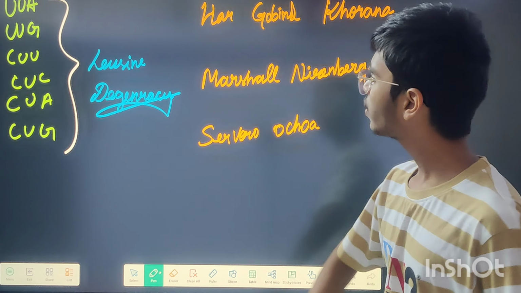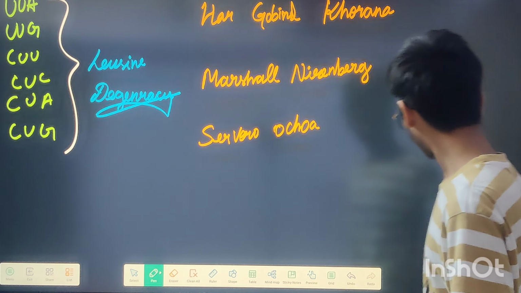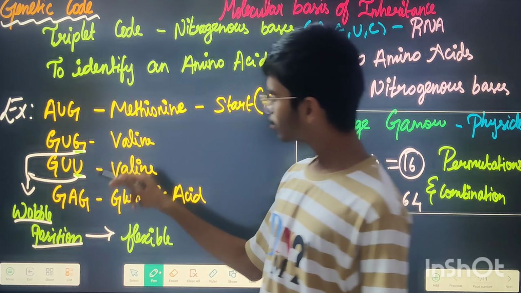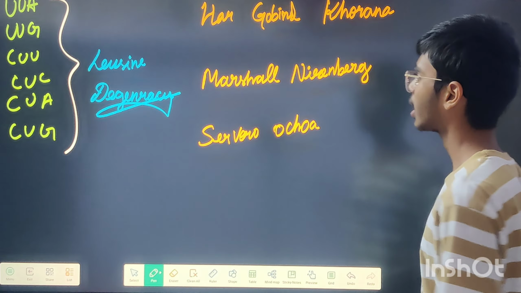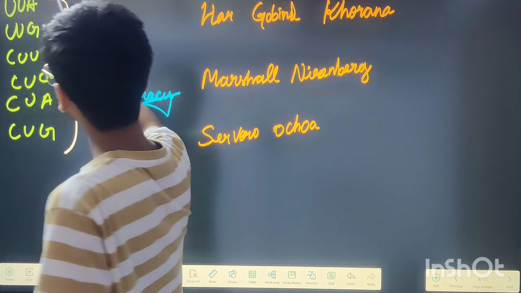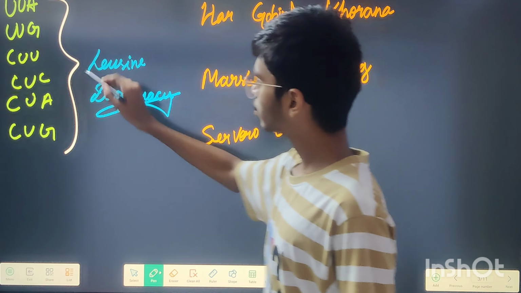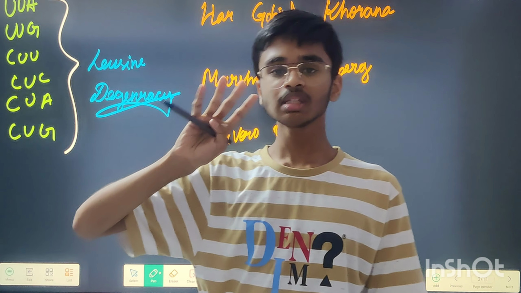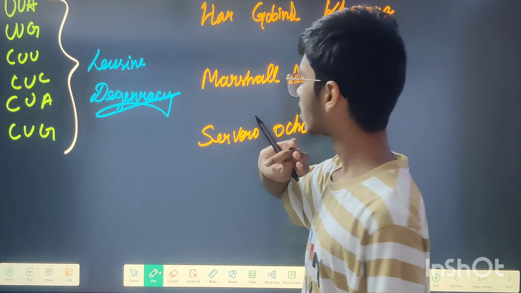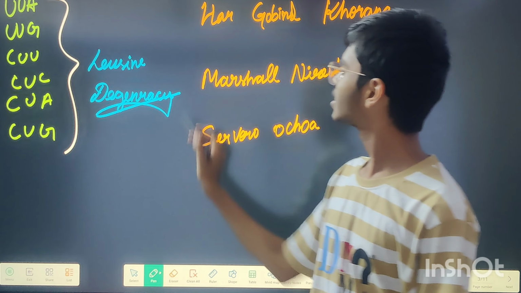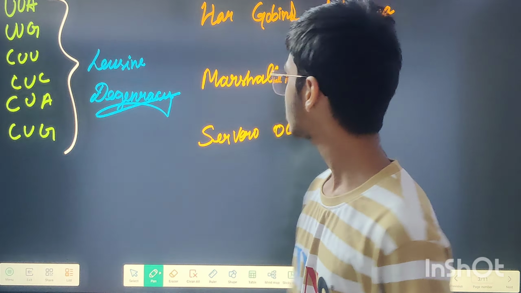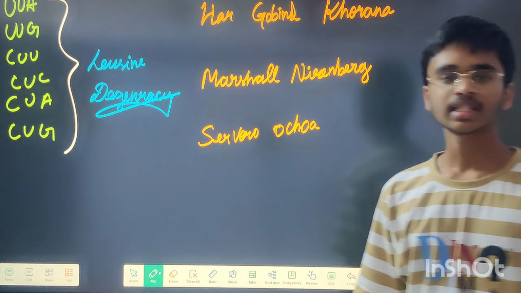Next, we will be checking out, see, in the first slide I said that these 2 code for the same amino acid. Like that, there are still some other examples. Let us look at that. UUA, UUG, CUU, CUC, CUA, CUG. All these code for the same amino acid, that is leucine, which is degeneracy.